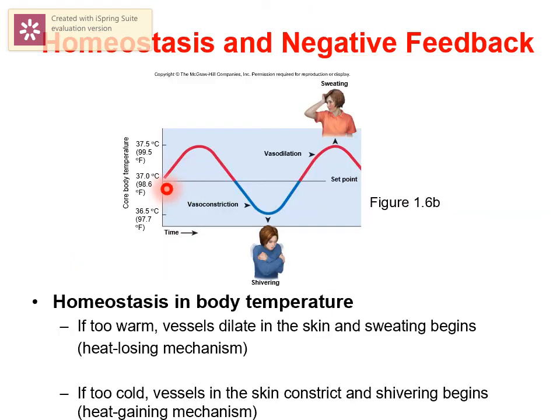Okay, so this is another example of a negative feedback loop. When you wake up in the morning, you're a little cold. If you're too cold or even a little cold, the blood vessels in the skin constrict, meaning they decrease in diameter, they become smaller. When you constrict your blood vessels, you conserve heat. And if you're too cold, your body begins to shiver. Shivering is basically a heat gaining mechanism. Okay. And then the body is brought back to the normal temperature.